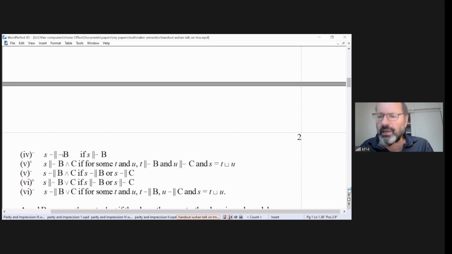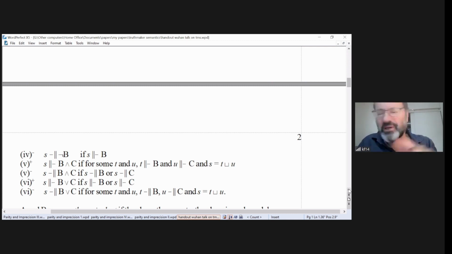because there's a different version of the semantics that you may give. I'm going to call this the non-inclusive version of the semantics. Okay, and the issue is best explained in terms of the clause for disjunction. What I've said, this is clause 6 plus, what I've said is a truth maker for B or C.